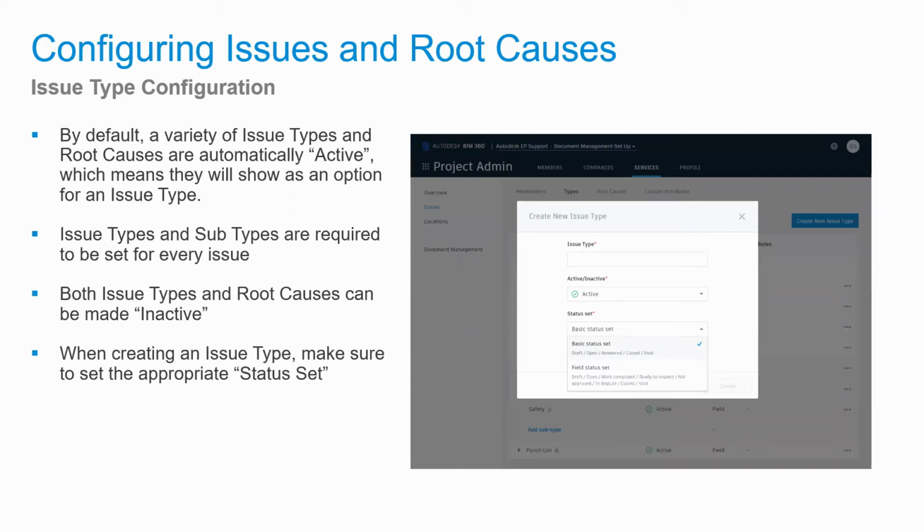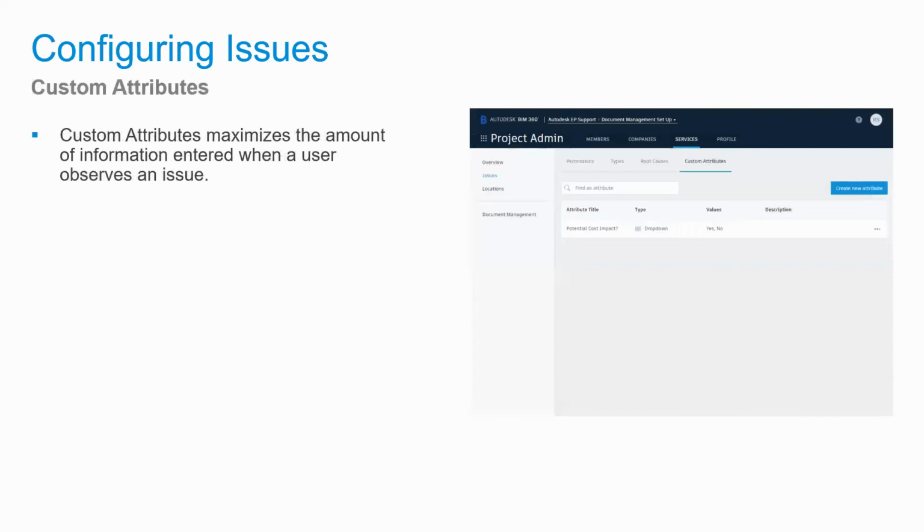The root cause is a property that shows up when an issue is created. However, root cause isn't a required field by default, but if it's a field you'd like to have in the issues, the customization options work exactly the same as issue types.